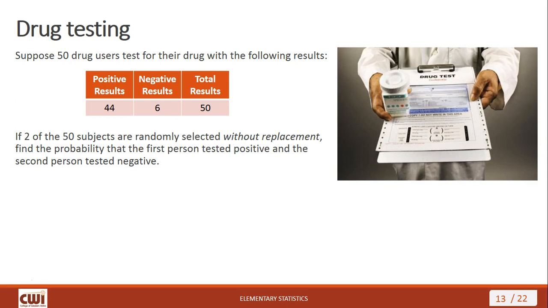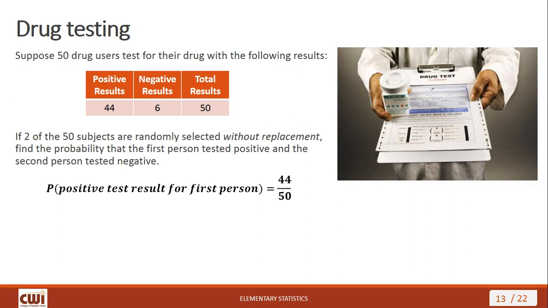Let's look at an example involving drug testing. Suppose we have 50 drug users that are tested for a particular drug, and we have the following results. So 44 tested positive and 6 tested negative. So now, if 2 of the 50 subjects are randomly selected without replacement, meaning we're not going to put them back in the pool to be chosen again, find the probability that the first person tested positive and the second person tested negative. Okay, so let's tackle this.